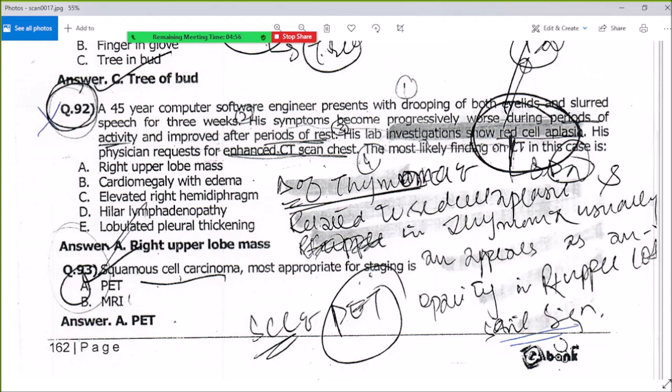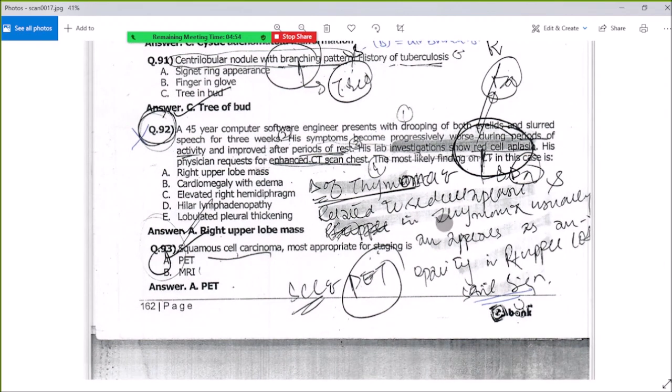And thymoma is related to red cell aplasia, arising in the thymus, and usually appears as an opacity in the right upper lobe. So the engineer with drooping of both eyelids has thymoma as the cause of symptoms, and it appears as a right upper lobe mass.